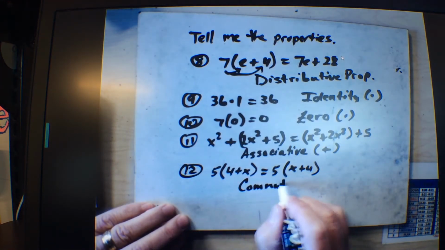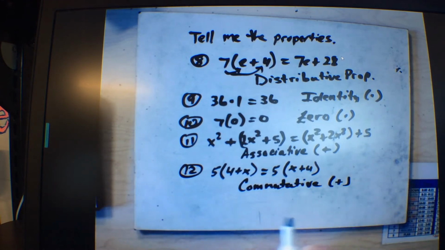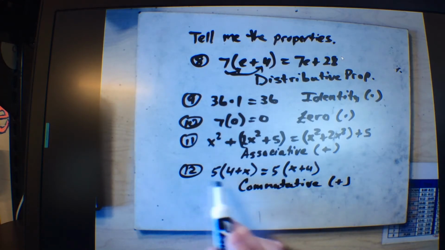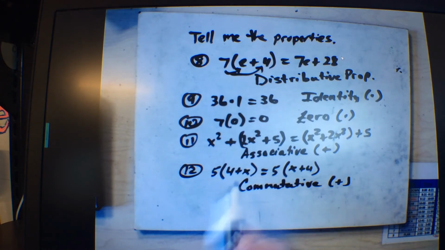All right, now let's talk about this one for just a minute. The reason it's commutative is I switched the 4 and the x, right? I didn't switch the grouping, did I? I just switched the 4 and the x. And it's not multiplication. I know it's 5 times that, but it's actually the addition that's being switched, right? So that's what we want to make sure of. All right? Any questions about it? Chuck, do you have a question about that?